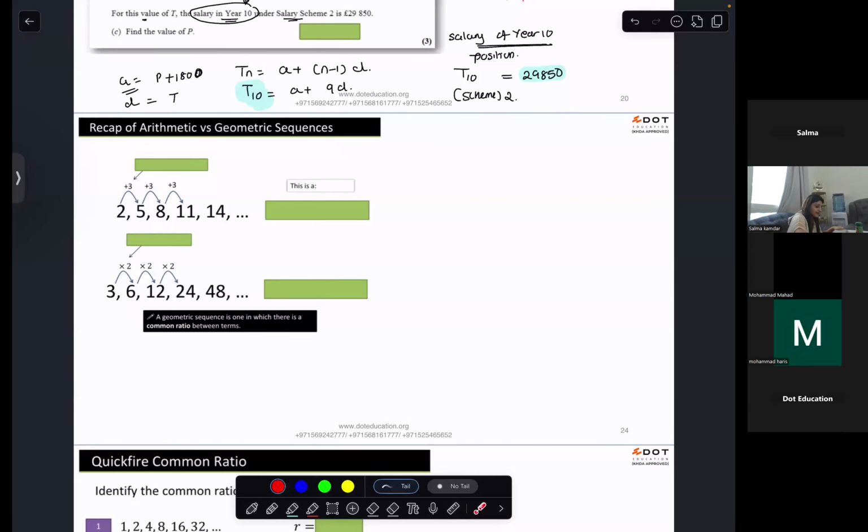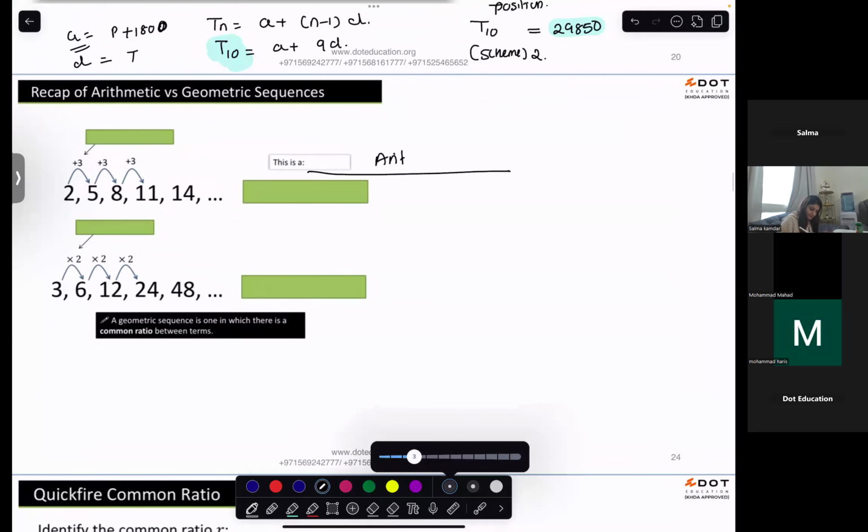So this is a quick recap: arithmetic and geometric sequence. Can you tell me first, what is an arithmetic sequence? What is a geometric sequence? An arithmetic sequence is added by a common difference each time. What other rule must you always think of when it is an arithmetic sequence?